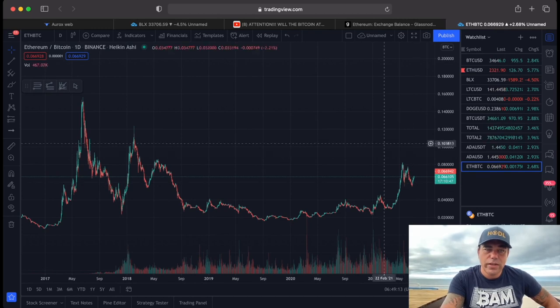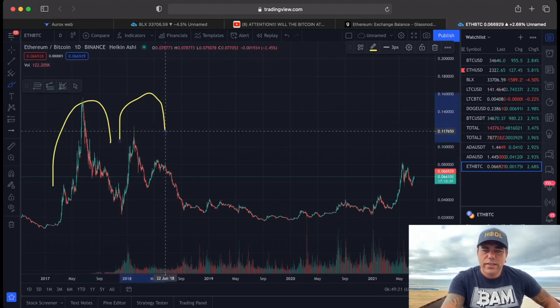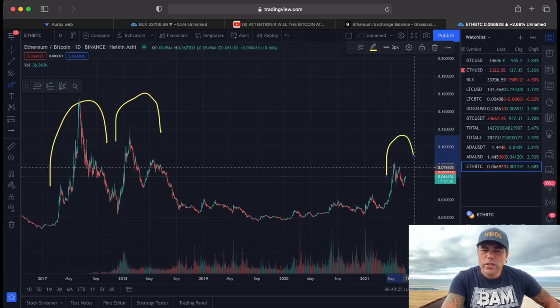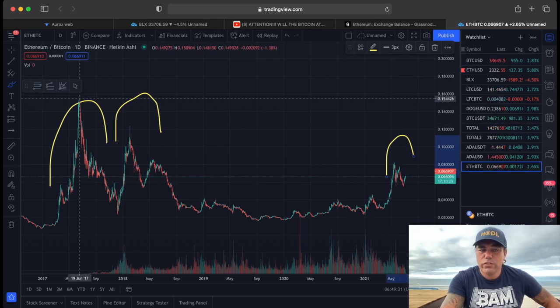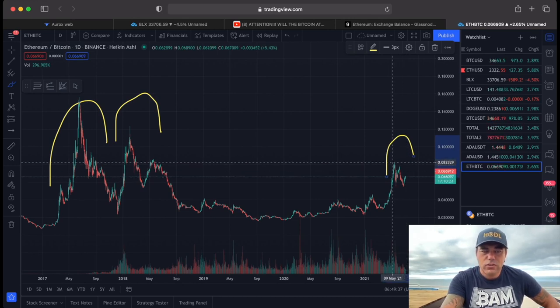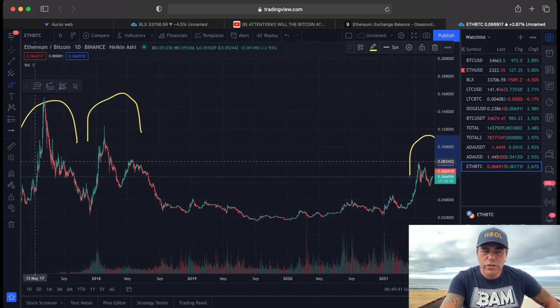This is the Ethereum against Bitcoin chart. And if we look at this area over here, this is 2017 and 18, and now look at this, we could now start to run with Ethereum as well. Ethereum in 2017 top went to 0.15 Bitcoin. We are now at 0.06. We were only at 0.08. So could we be at this area over here now in Ethereum?